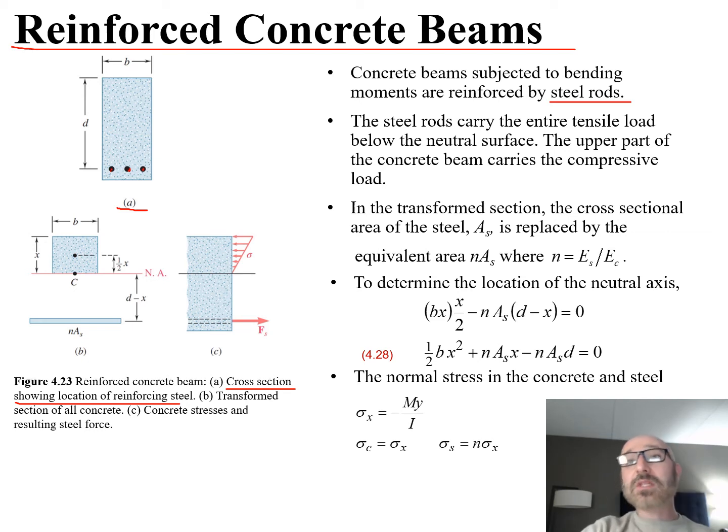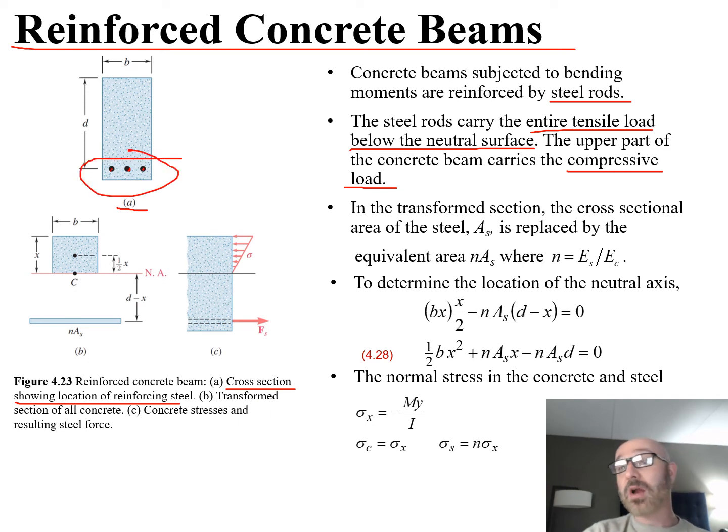So these concrete beams are going to be subjected to bending. And in order to deal with that, it's going to be reinforced with these rebar and the steel rods. So the purpose of the steel rods is they're going to carry the entire tensile load below the neutral surface there. So as we saw, concrete is not great in tension. It's great in compression, but not so much in tension. So in order to deal with the tension, that's why we use these rebar to reinforce it to carry that load. So the upper part of the concrete beam still carries a compressive load, whereas the bottom part is going to carry the tensile load, which is why we have the rebar contained in that bottom section.